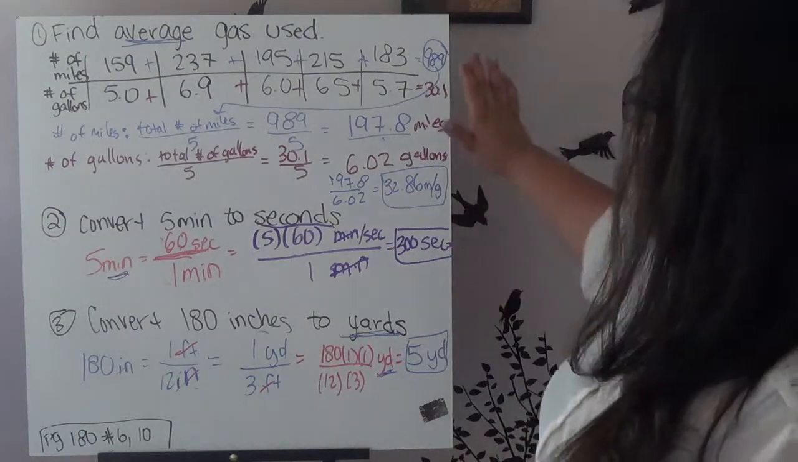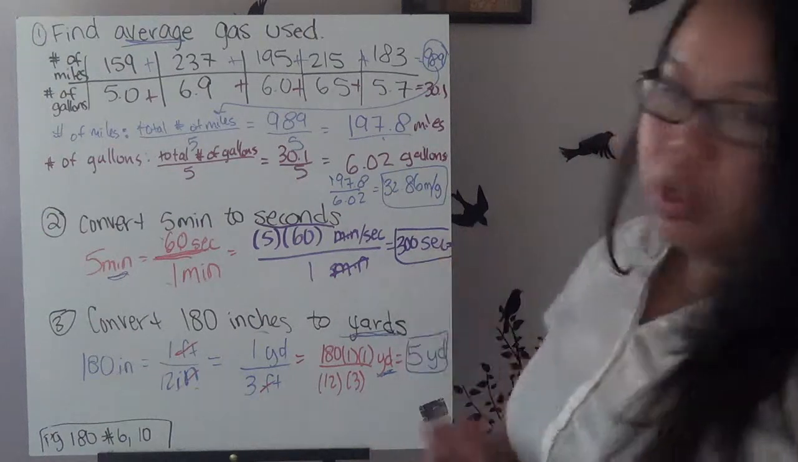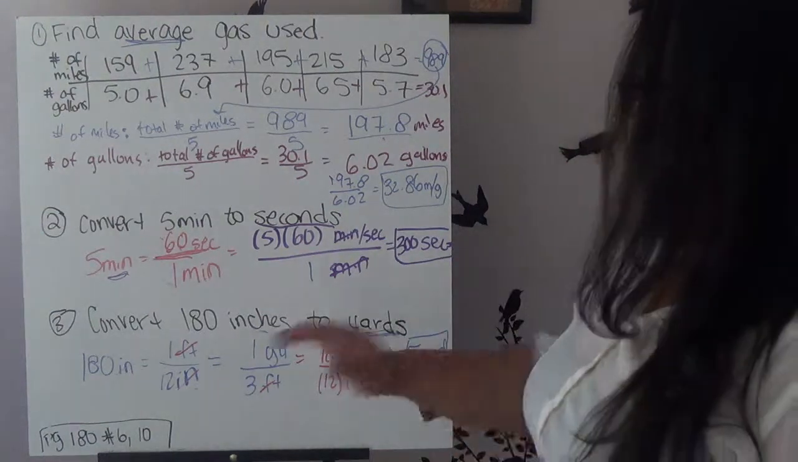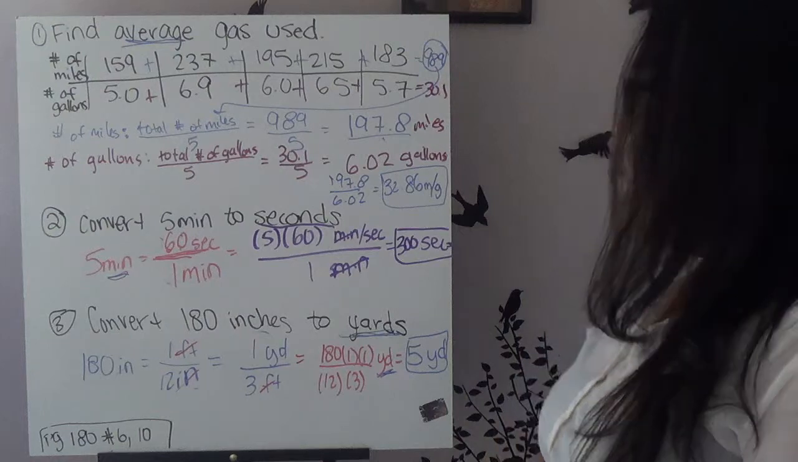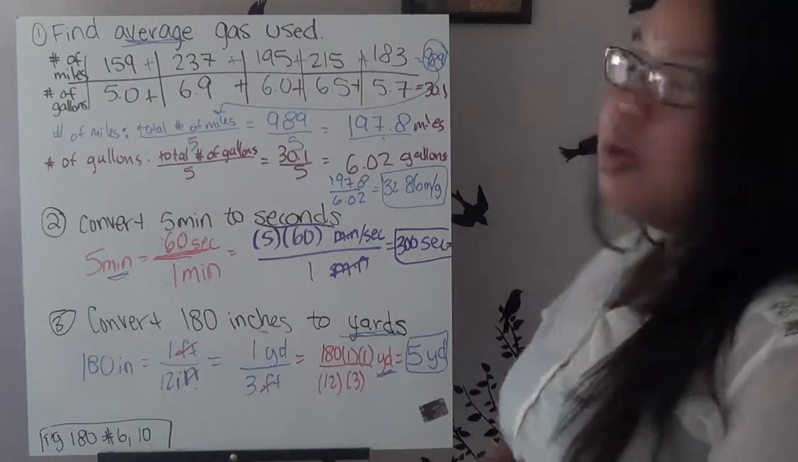So go ahead and try. This was a little bit more difficult, but we can tackle any questions you have in class. Page 180, number 6 and 10 is what you're going to try. Page 180, number 6 and 10, and I will see you in class.